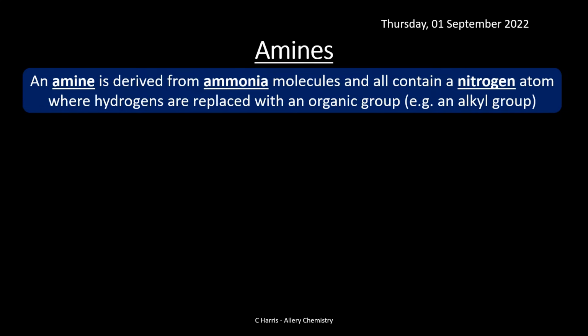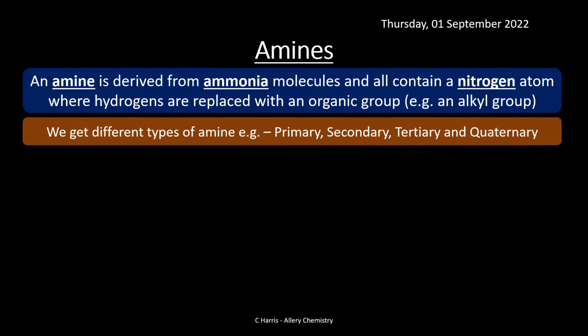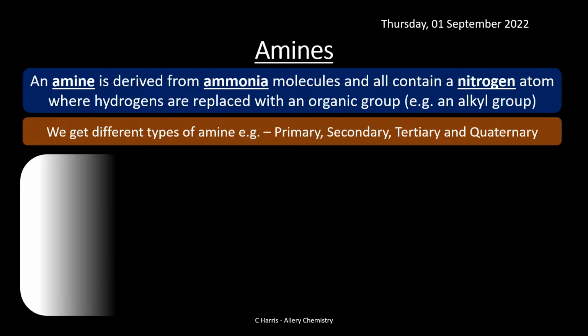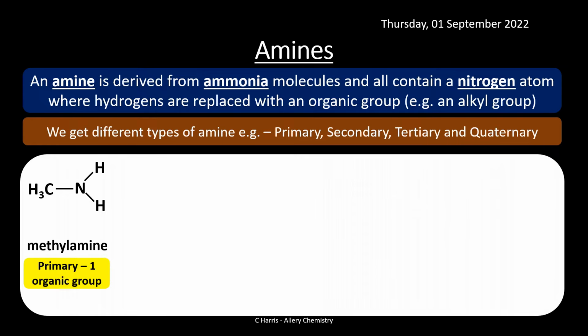This is a chemical that you would have seen in year 1 anyway, but an amine is derived from ammonia molecules, and obviously ammonia molecules are NH3. They all contain a nitrogen atom, and hydrogens are basically replaced with an organic group instead. So this could be an alkyl group, for example. So we get loads of different types of amines. You get primary, secondary, tertiary, and quaternary amines. So let's have a look at some of them here.